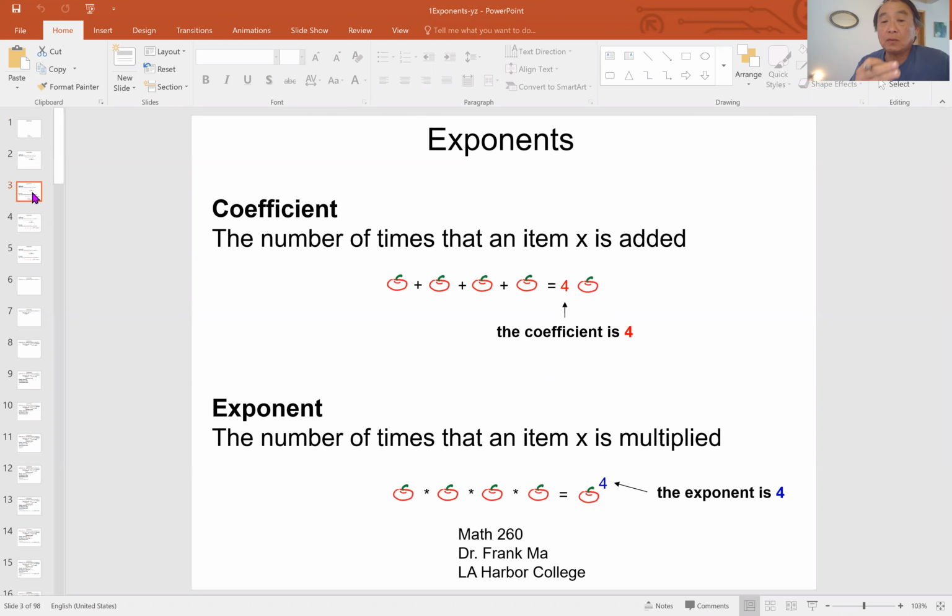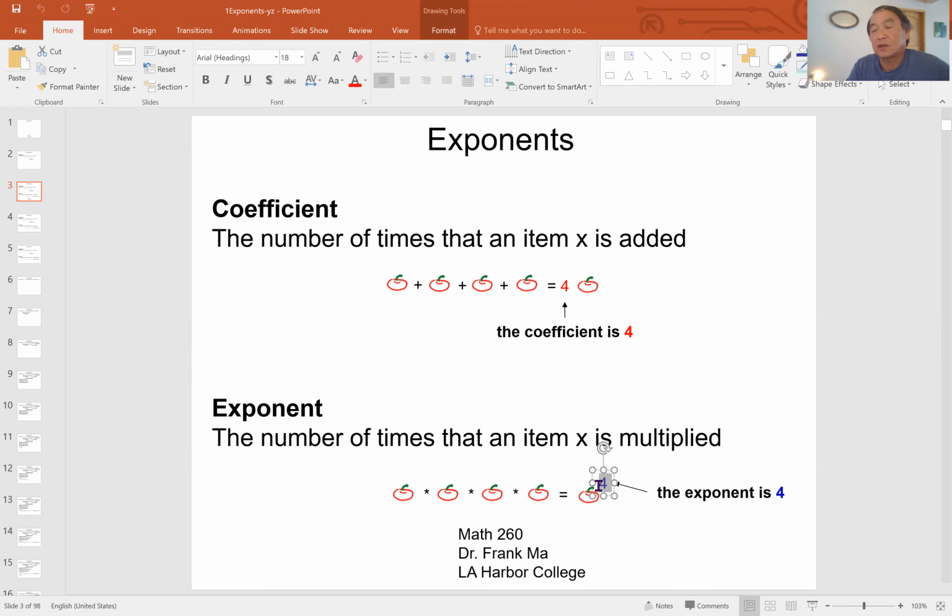But if we are multiplying the apples together, four of them, then we write the number of times of the repetition of the multiplications as the so-called exponent, as in this case 4, written in the upper corner. And this is the number we want to talk about.